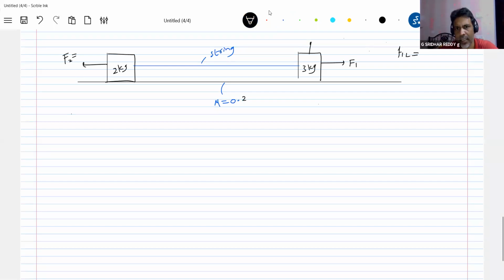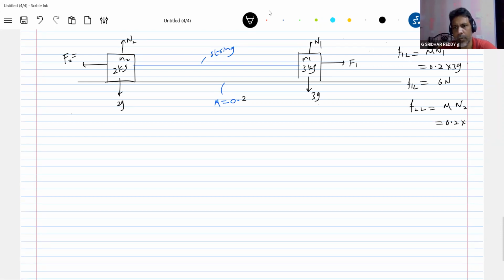F1L here, this will be N1 and this will be 3g, the weight of the block M1. Let this be M2. Here N2 will be 2g. So what is F1L? It should be equal to mu into N1, 0.2 into 3g. So this should be equal to 6 Newton limiting friction. Similarly, F2L is equal to mu into N2, 0.2 into 2g. This will be 4 Newton.